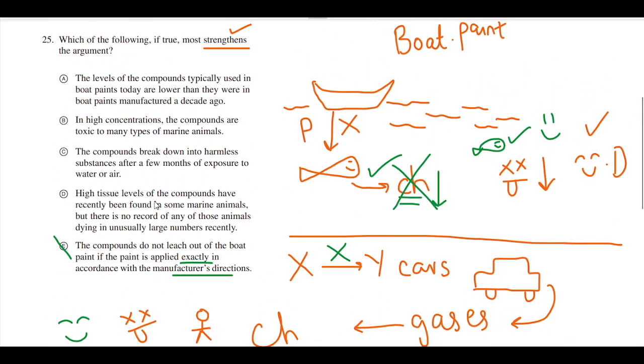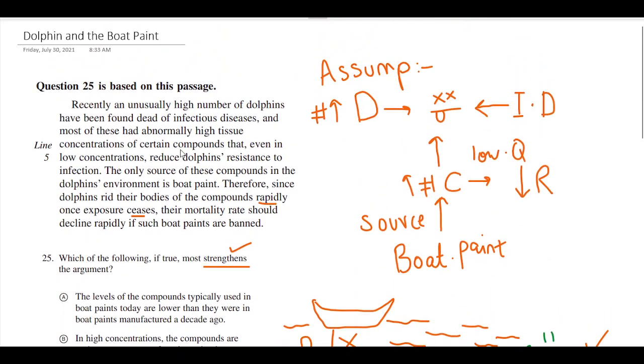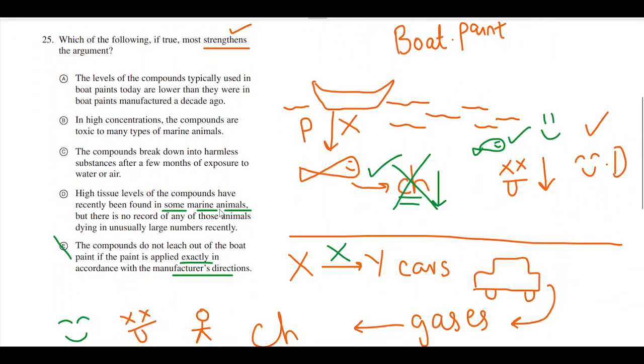Next, D. High tissue levels of compounds have recently been found in some marine animals. Okay, this is probably a bit too broad because we're interested in dolphins, right? But there is no record of any of those animals dying in unusually large numbers recently. So this is just there to confuse you. First of all, it is a bit too broad. We're interested in specific dolphins. The passage mentions nothing about other marine animals, so we can safely eliminate this.